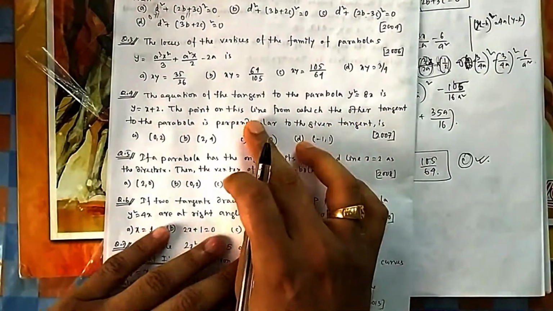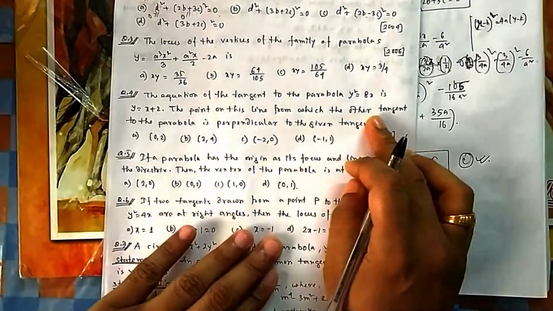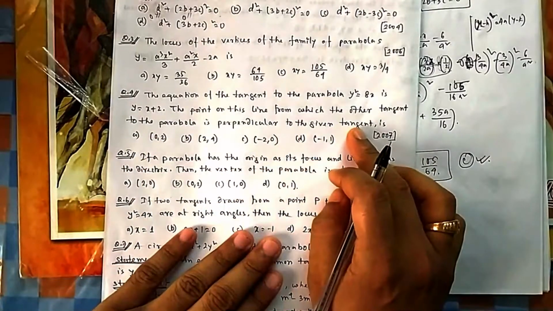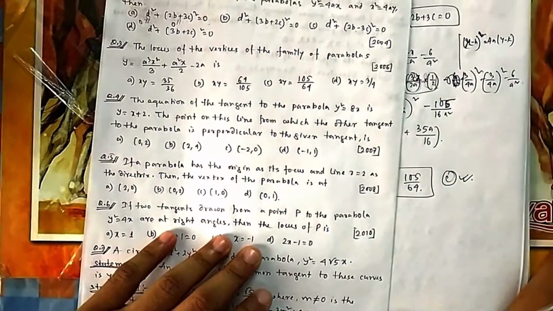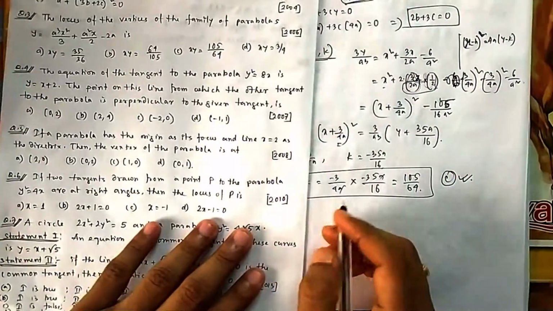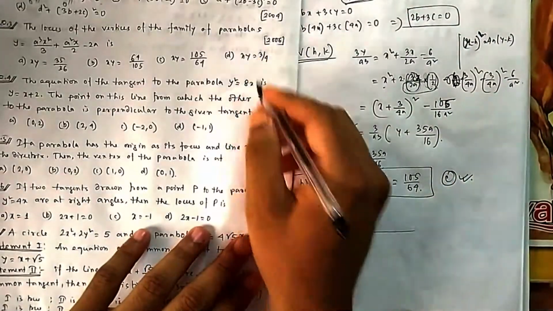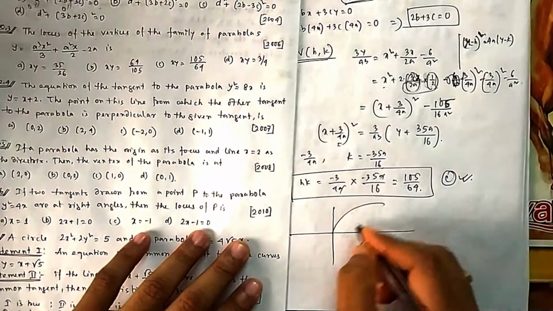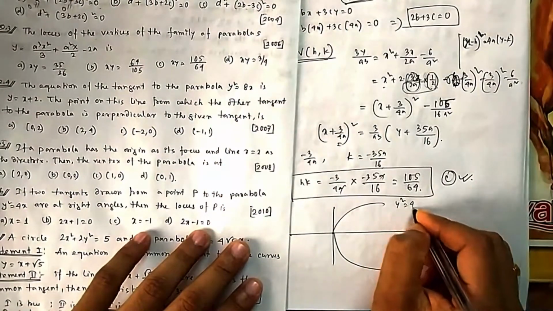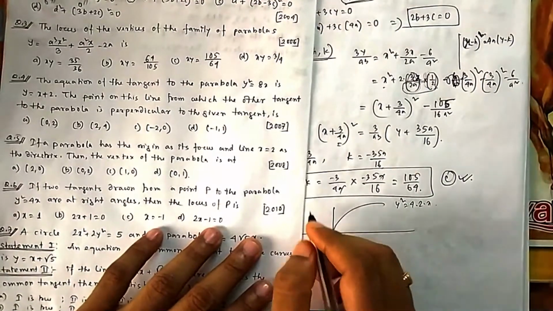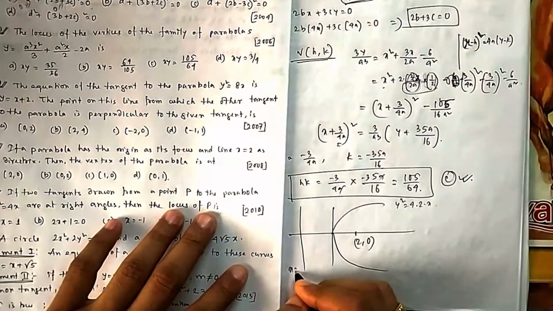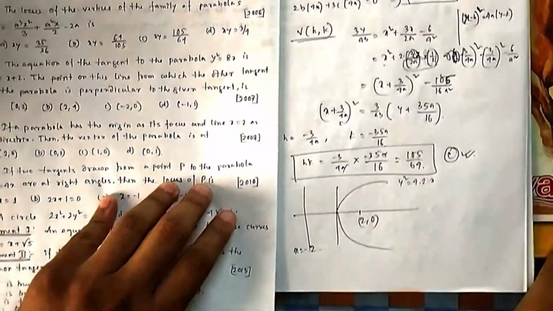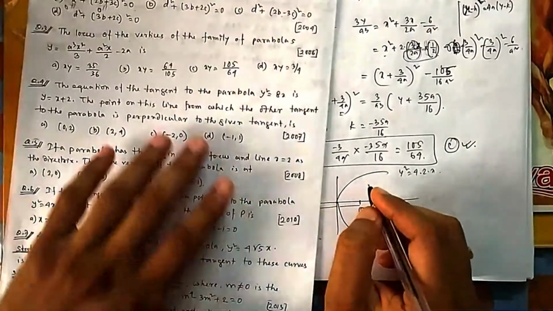Okay, the point on this line from which another tangent to the parabola can be drawn that is perpendicular to the given tangent. This one we have also discussed in perpendicular tangents or director circle. If you have a parabola y square equal to 4ax, that is y square equal to 4 into 2 into x, so a is 2 and the focus is at (2, 0). Your directrix will be at x equal to minus 2, because this length is 2, so this length should also be 2.